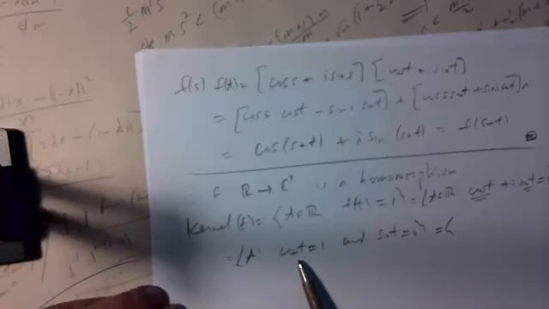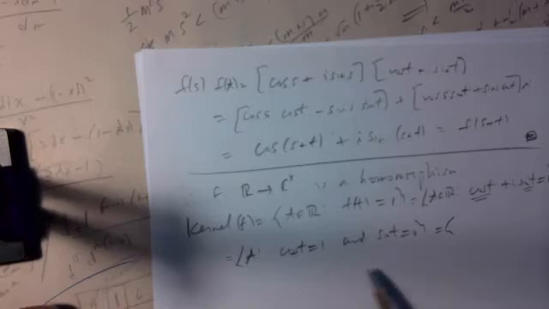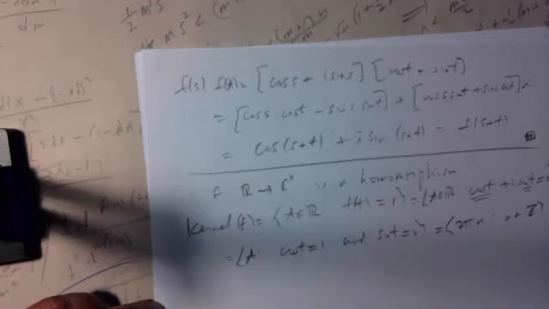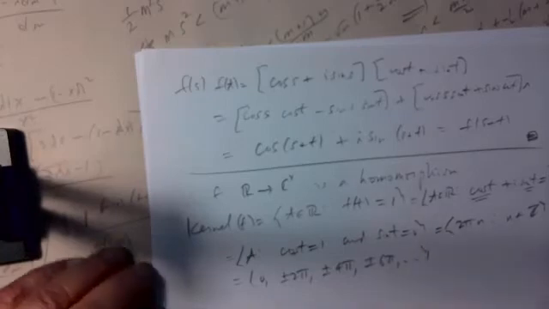And what are the angles in radians where sine t is 0? This is the multiples of pi. And when is cosine t equal to 1? The multiples of 2 pi. This is all 2 pi n, n in Z. So that's the kernel: 0, plus or minus 2 pi, plus or minus 4 pi, plus or minus 6 pi, and so forth.